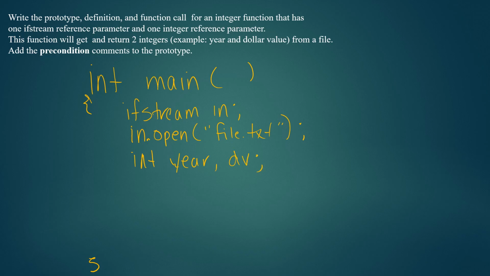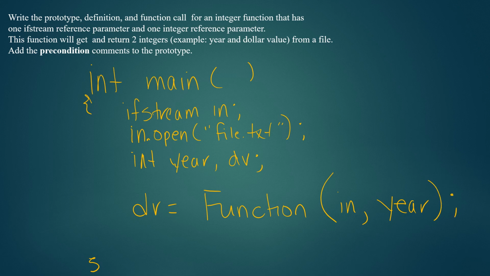So now we can call our function. We can say dollar value equals our function, and we will pass to it our file stream that is connected, and we will pass the year. So this would be the function call. This is a pass by reference file stream. This is a pass by reference integer, so those must be variables. When that function returns, it will return an integer and it'll get assigned right here. So that's all it says you need to do for that question. And that would be an example of the function call.